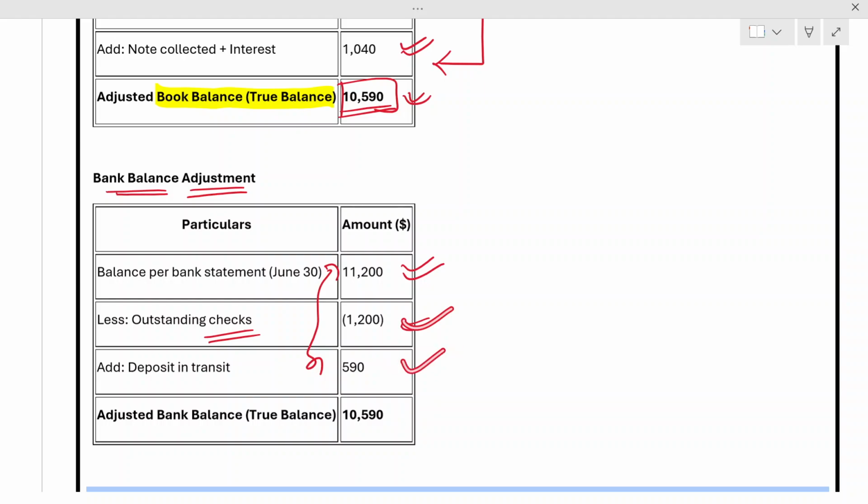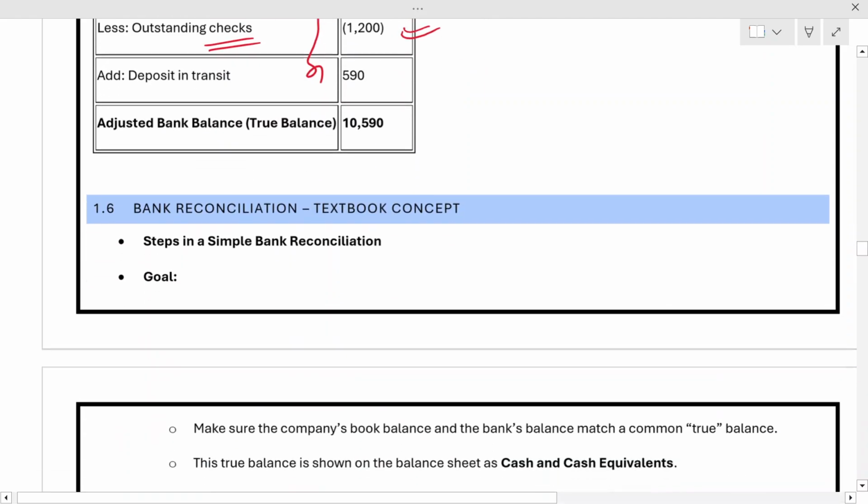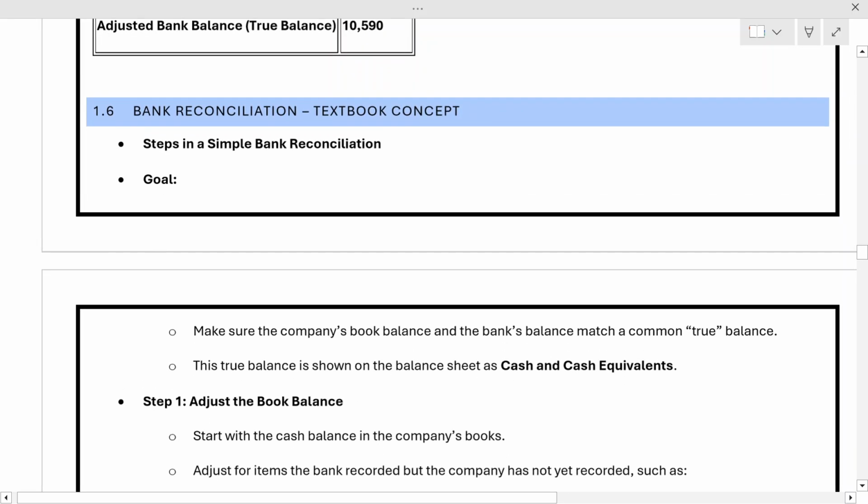Okay, so I will give you one easier way to calculate if something needs to be added or something needs to be reduced, once we go through the textbook concept. So let's see the textbook concept first.